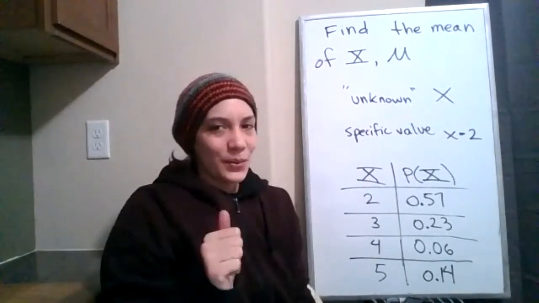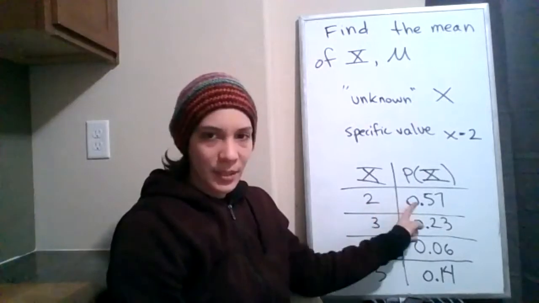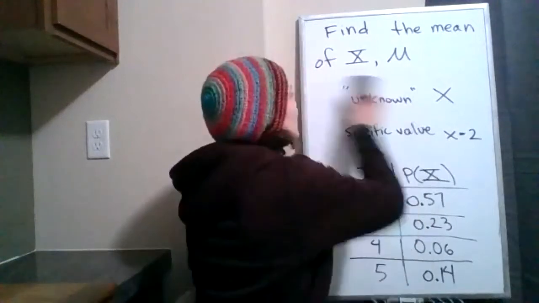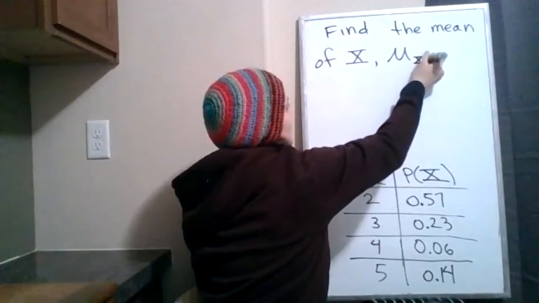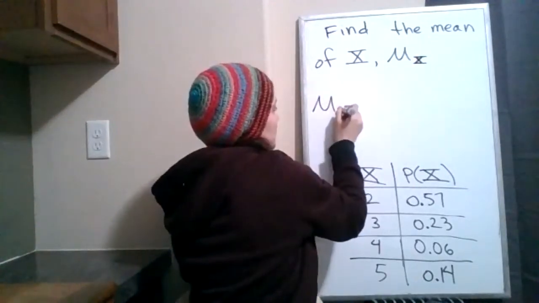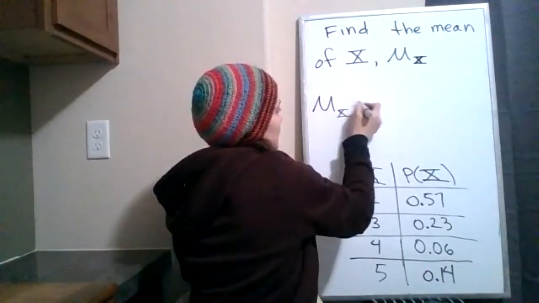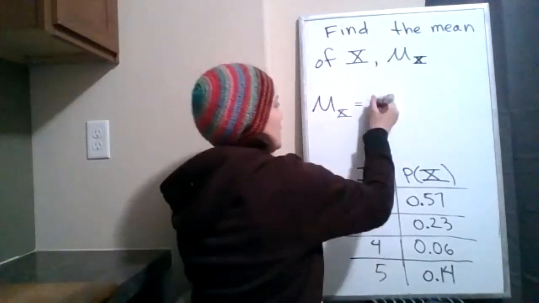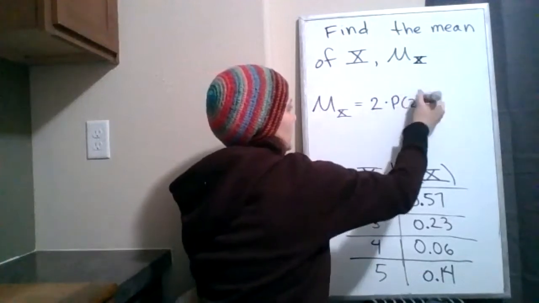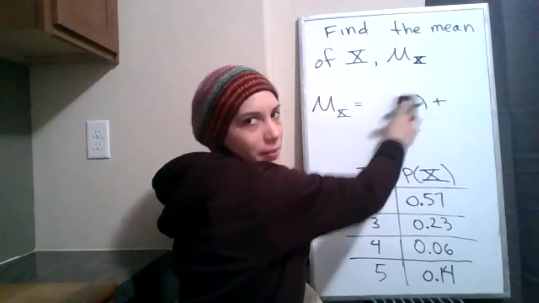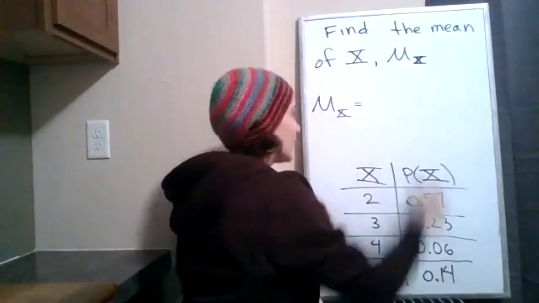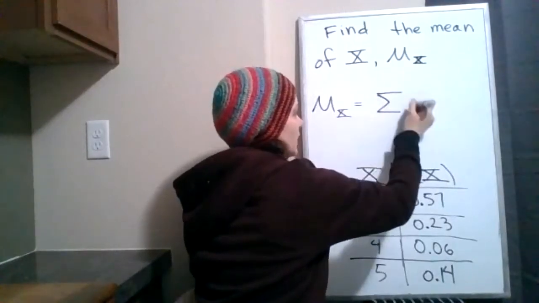Okay, so we take 2 times its probability, add 3 times its probability, and then keep going. 4 times this plus 5 times that. Okay. Actually, I'm jumping into it already. I'm going to back up a little bit. The formula would be sum x times p of x.